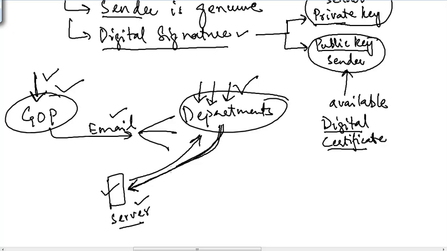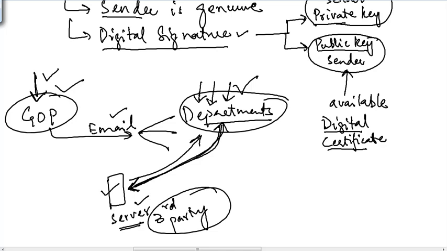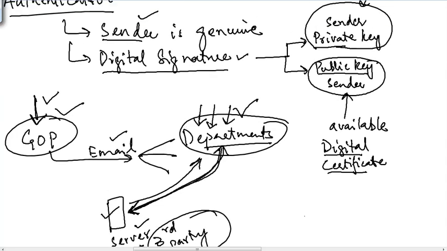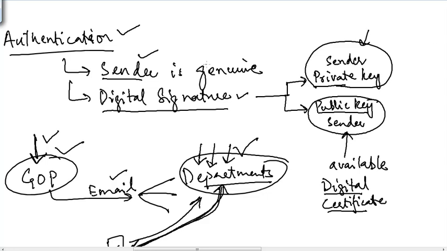So the computer can either download it from a server that belongs to a third party, well-known companies that are providing these services, and that way you can acquire the government of Pakistan's digital certificate, or you can directly download it from the government of Pakistan's website itself. Okay, so let's go back to understanding how authentication is done.